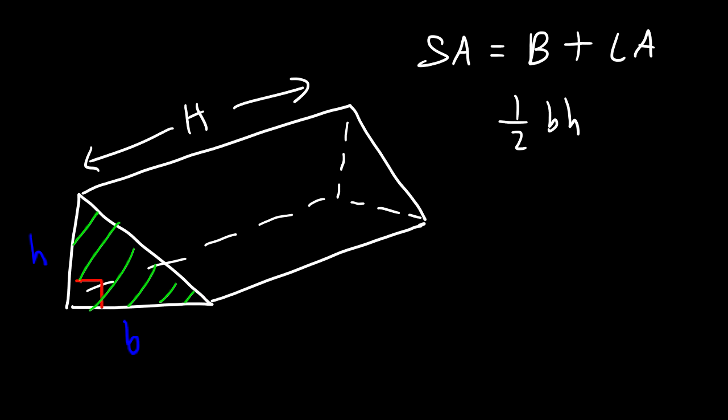Now there's two of them. We have the triangle on the left and on the right. So we got to multiply that by 2. So for this particular example, capital B is 2 times 1/2 bh. Now the lateral area is going to be the area of the other three sides, or three faces rather.